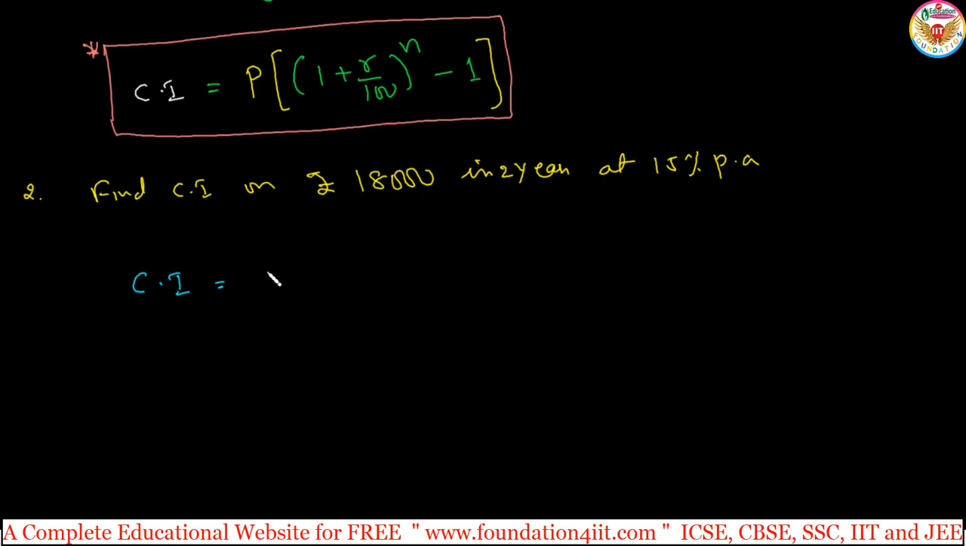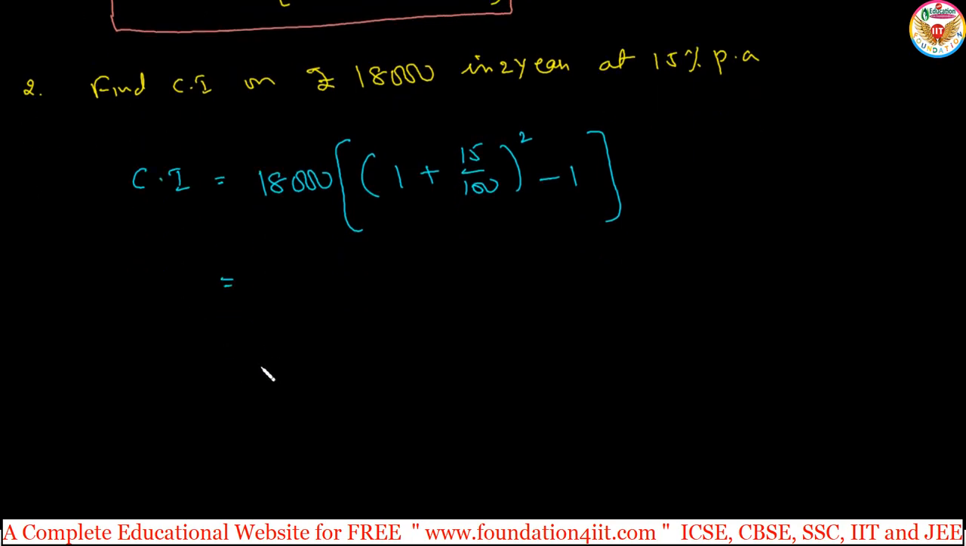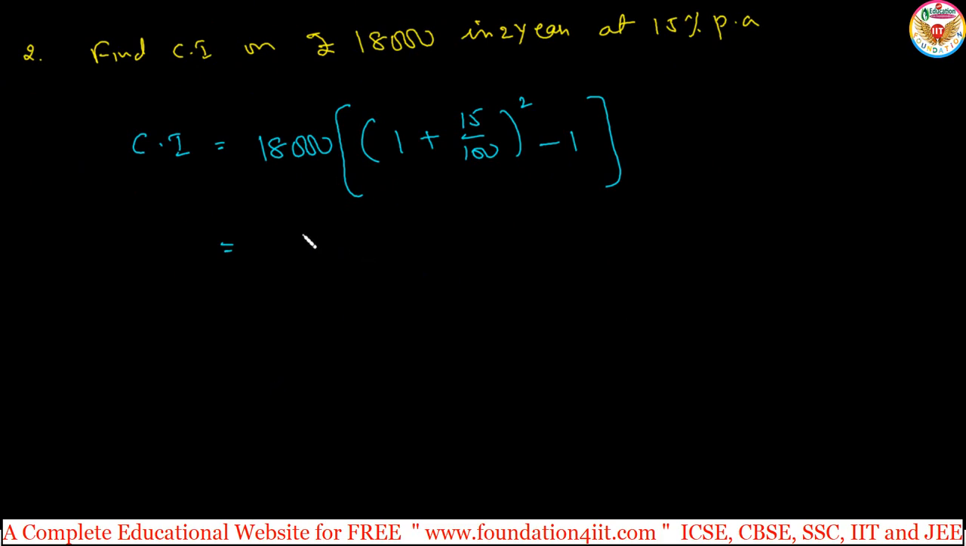On 18,000. So according to this formula I'm writing here, 18,000 is the P, in the bracket 1 plus R by 100. Rate of interest is 15, so 15 by 100, to the power 2, power n, so 2 years, minus 1, and close this. If you calculate this, finally we'll get the compound interest. So you can simplify this.